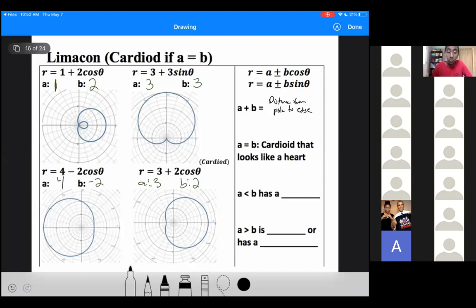Now, if a equals b, which is the case here, then it would be called a cardioid. That's a special type of limacon. And that's going to look like a heart, always. So if a equals b, it will look like a heart. Okay.